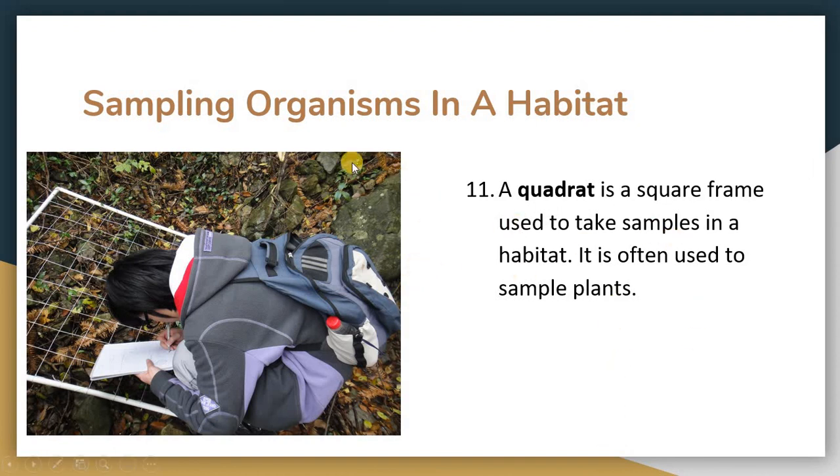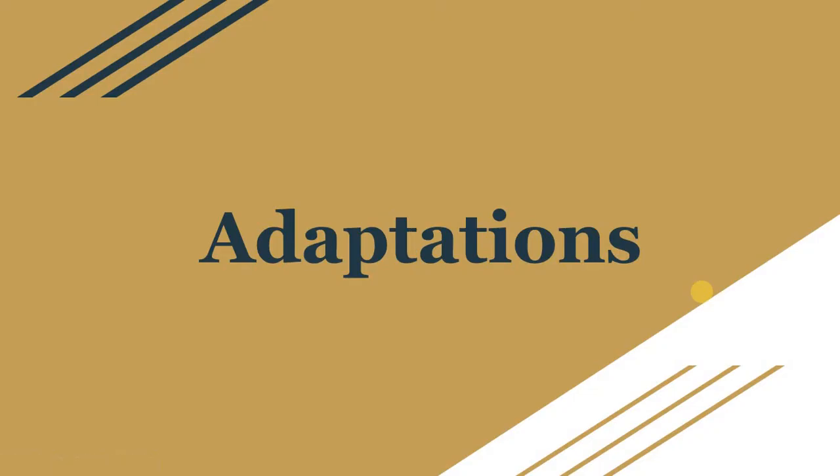In this slide, this photo here is called a quadrat. What's a quadrat? A quadrat is a square frame. You notice here is a square frame that is used to take samples in the habitat. It is often used to sample plants.